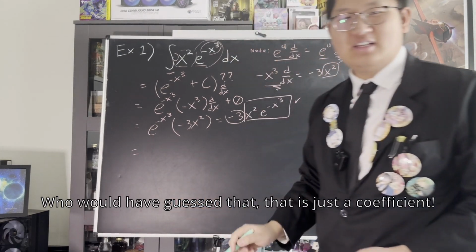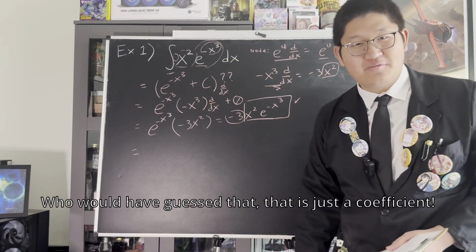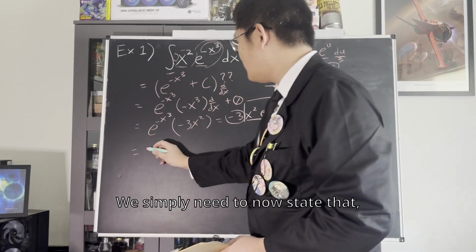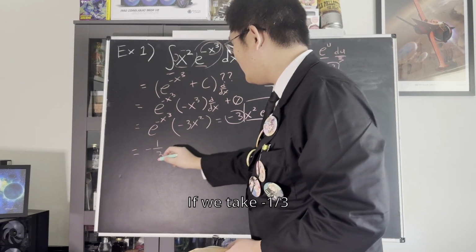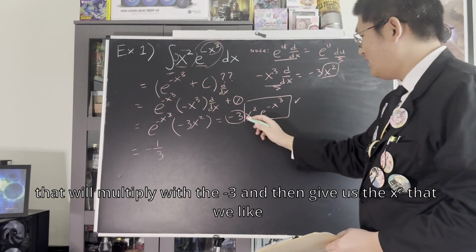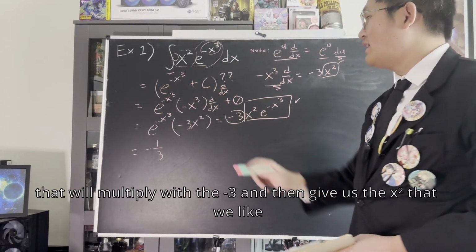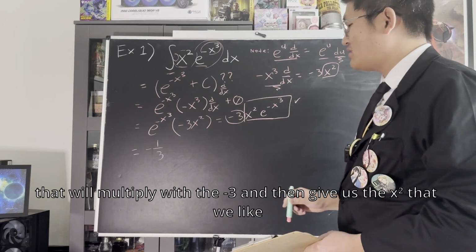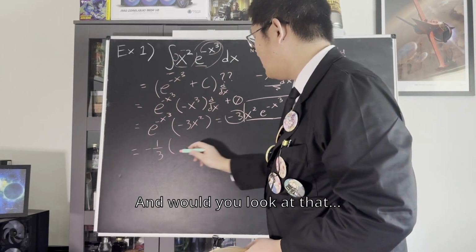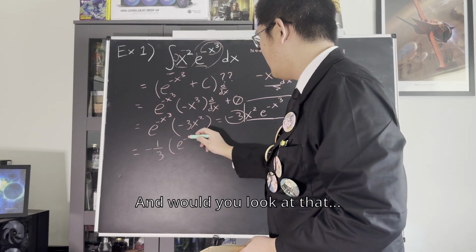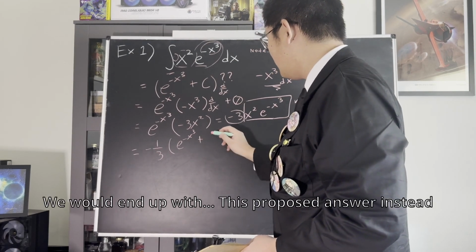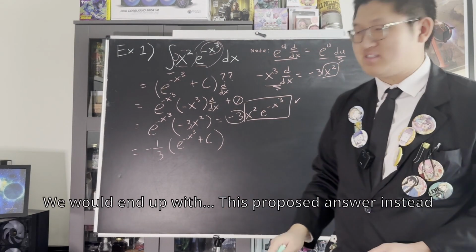Who would have guessed that that is just a coefficient? We simply need to now state that if we take negative 1/3, that will multiply with that negative 3 and cancel out and give us that positive x squared that we like. And would you look at that, we would end up with this proposed answer instead.